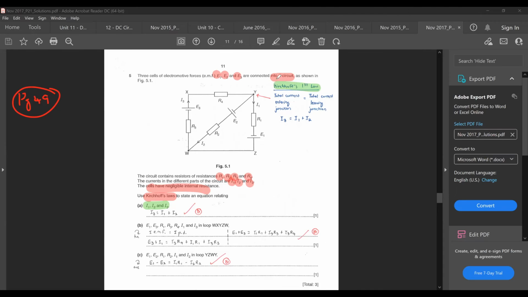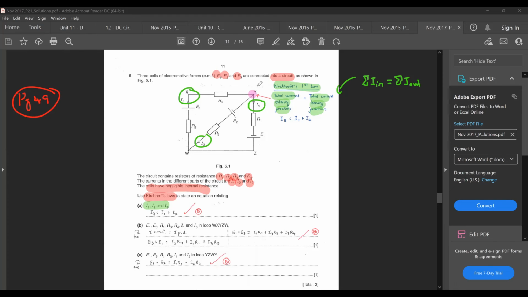So Kirchhoff's first law is total current entering junction is equal to total current leaving junction. If you think this is a handful to write, you can just write it as: sum of current in is equal to sum of current out of a junction. So which junction do you want to pick? When evaluating Kirchhoff's first law, you always have to pick a reference junction. In your case, this one is a good reference junction. This is the junction you want to look at.